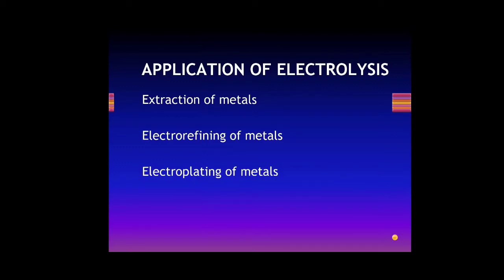Some metals which are very reactive, which do not separate from oxygen or their chlorides, can be separated by the process of electrolysis. So it's used in extraction of those active metals. It is used for electro refining of metals. If you want high quality, high grade pure metal, in that case also we use the electrolysis process. And definitely we use it for electroplating of metals like galvanization of iron, silver plating, gold plating, etc.